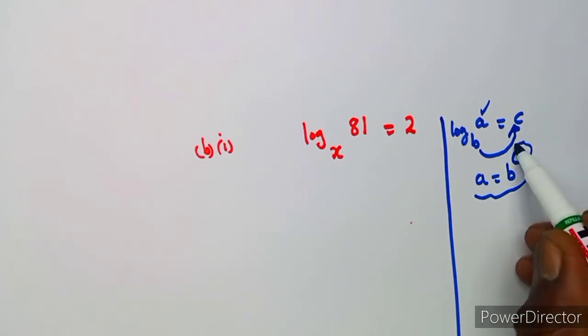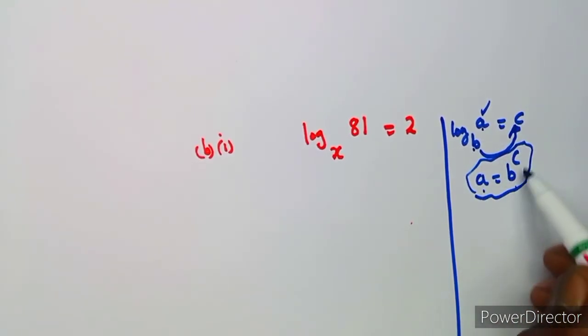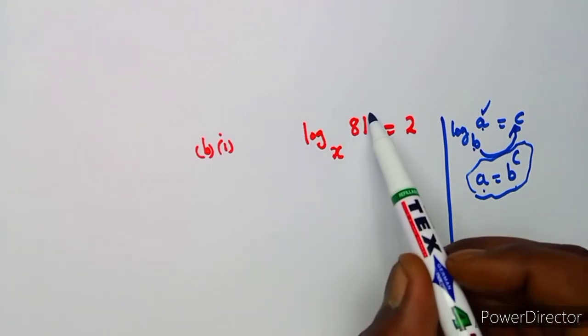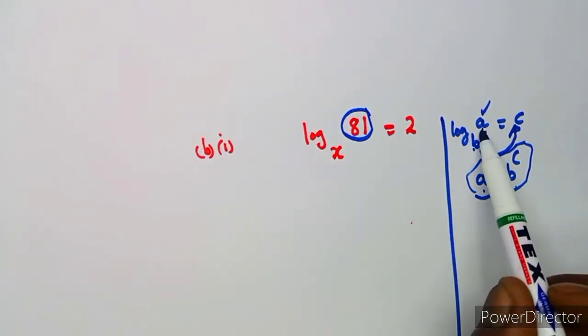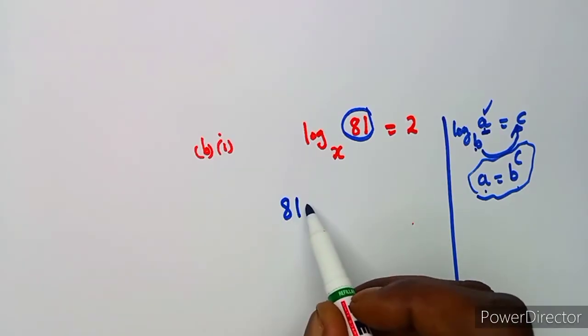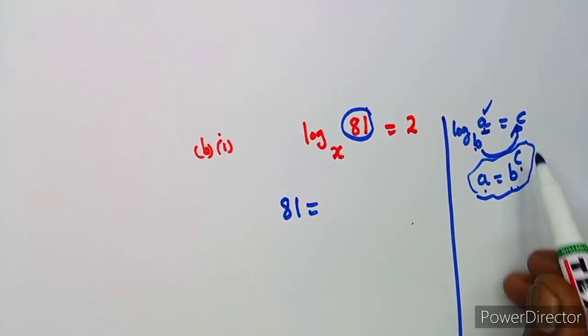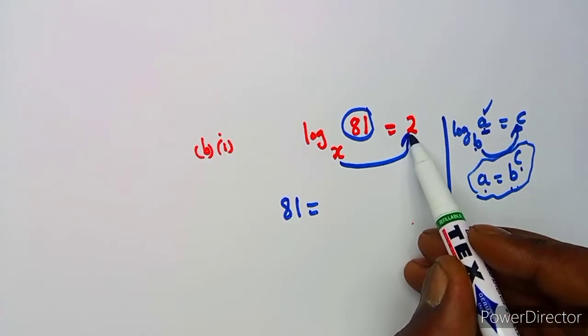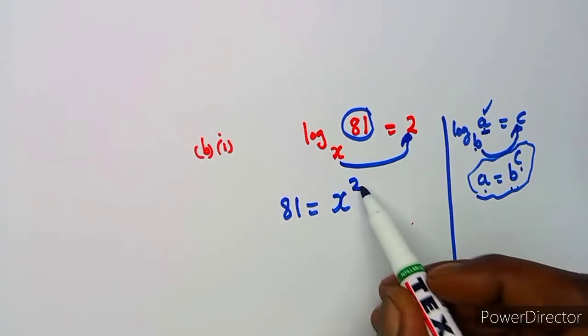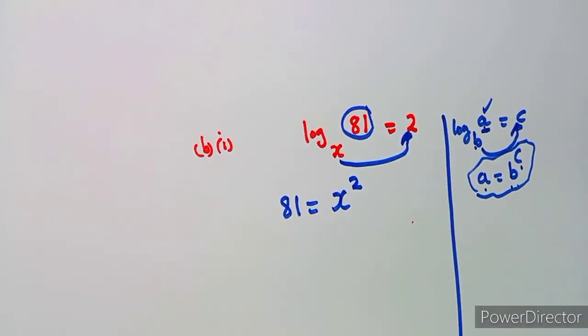Okay, that's a, b, c; a, b, c; a, b, c. So you can actually take it like that. So this is our a here. This is your a. So it's 81 is equal to b to the exponent of c. Your b is x, so it's x to the exponent of 2, like that. So that means we are able to calculate the value of x.